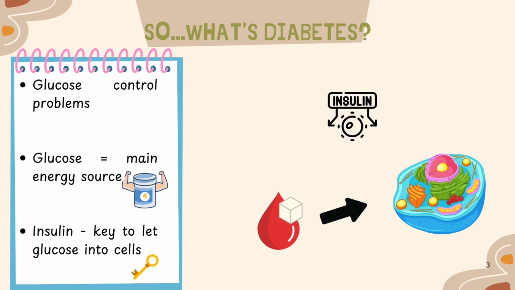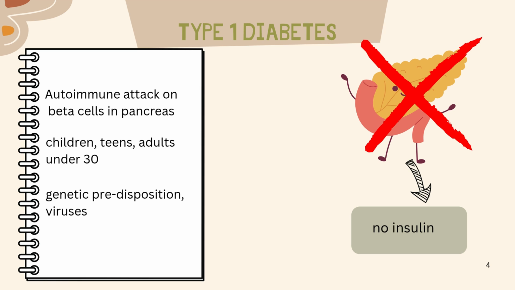When something goes wrong with either the amount of insulin available or the body's ability to respond to it, glucose stays stuck outside the cells and it piles up in the bloodstream, and we get hyperglycemia, or high blood sugar. We have two types of diabetes, type 1 diabetes and type 2 diabetes.